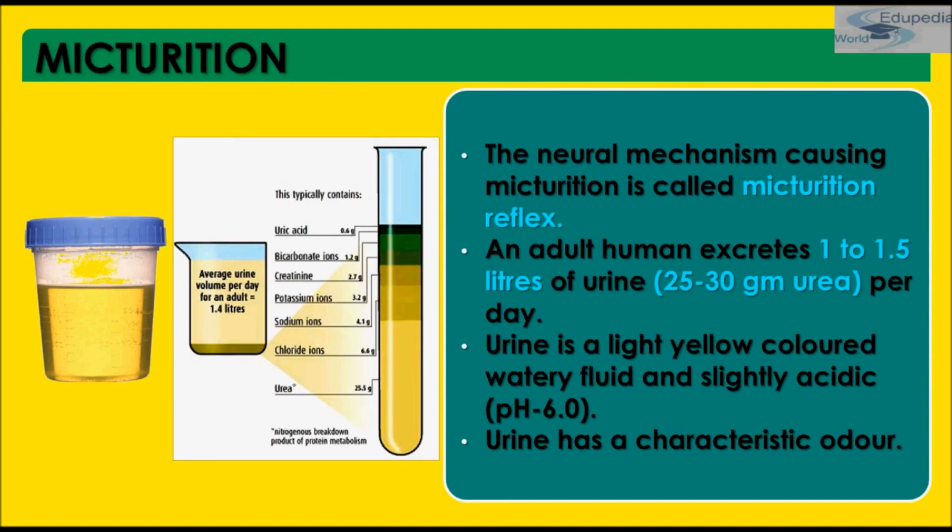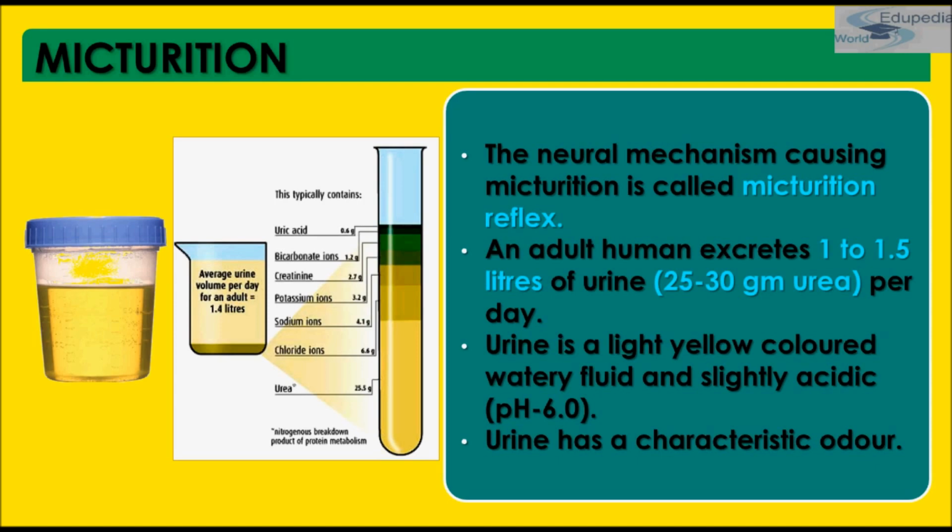Now the neural mechanism that causes micturition is called the micturition reflex. An adult human excretes around 1.5 liters of urine in a day, that is around 25 to 30 grams of urea per day. What is urine? Urine is a light yellow colored watery fluid and slightly acidic in nature because its pH is about 6.0.